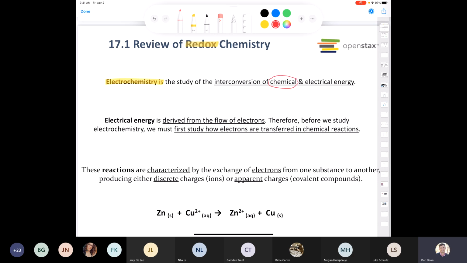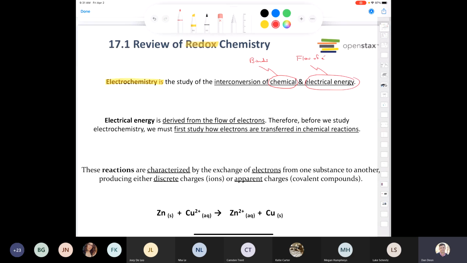Chemical energy, of course, comes from bonds and molecules, so that comes from bonds. And electrical energy comes from the flow of electrons. So if we're able to harness the flow of electrons, which you probably know is electricity, we're able to use the electrical energy. Electrical energy, again, is derived from the flow of electrons.